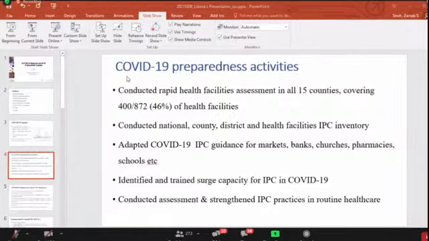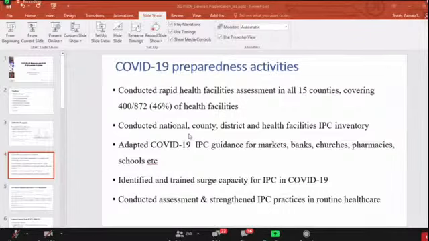So for COVID-19 preparedness activities in Liberia, we conducted a rapid health facilities assessment in all of the 15 counties. We covered 48% of the healthcare facilities in the country doing our healthcare facility rapid assessment. This assessment was done to have informed decision making on the various IPC standards at those facility levels. We conducted the county, district, and healthcare facilities IPC inventory for informed decision making, so as to make us understand where and what we need to pre-position at those various healthcare facilities.